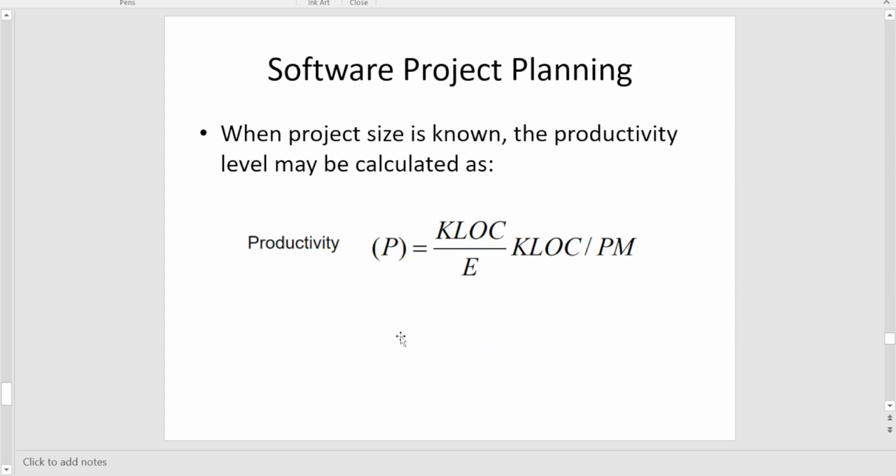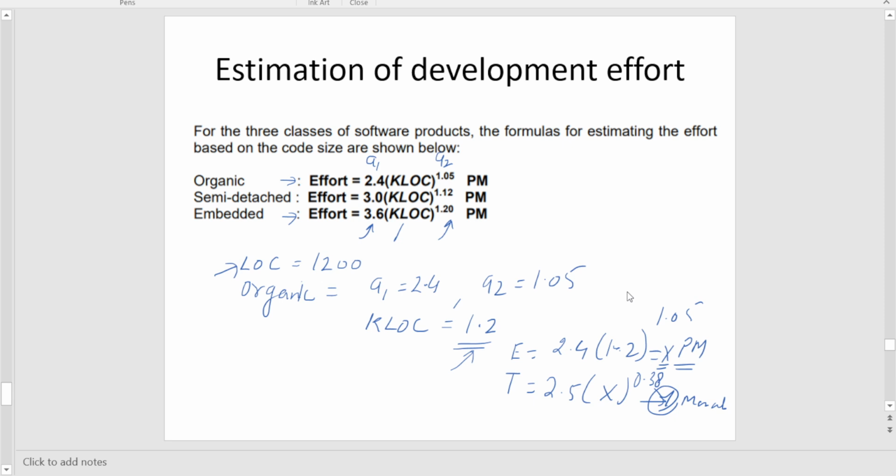Likewise, I can calculate the productivity of the project because I know the LOC value. The KLOC value was 1.2, and the effort was X. So when I put this, I will get the productivity value in KLOC per month. So you can get these values as well if you know the project and you know the effort and time.